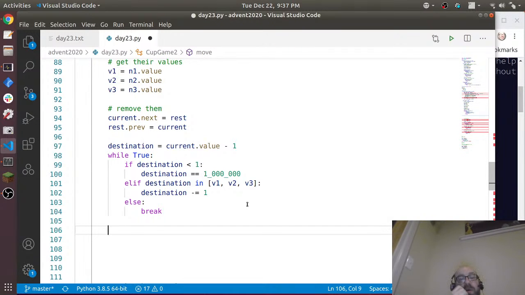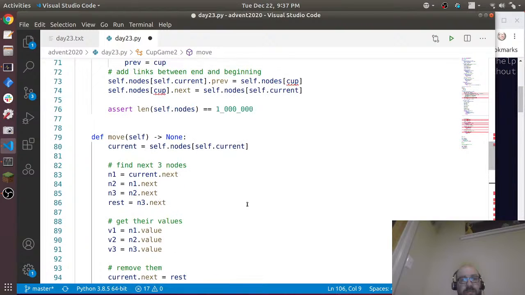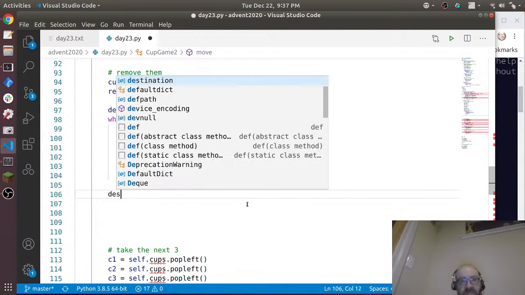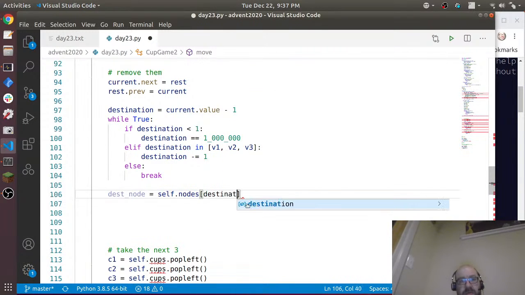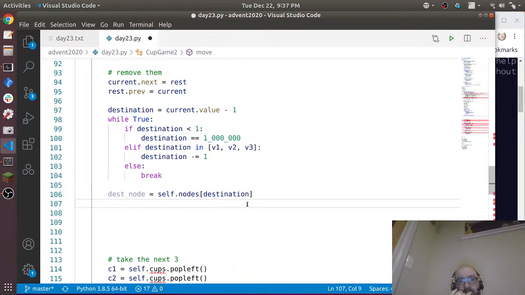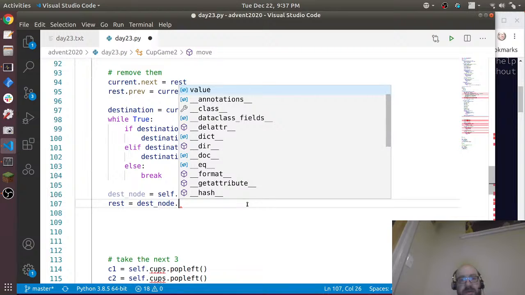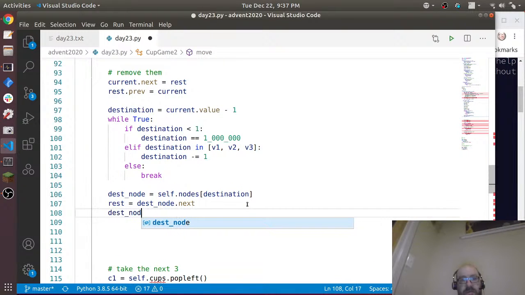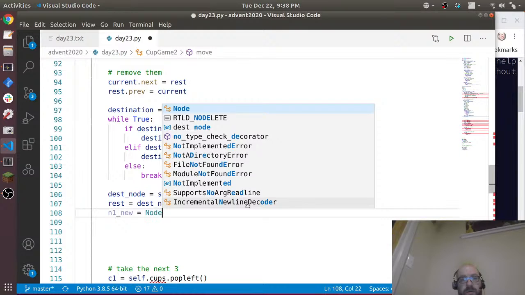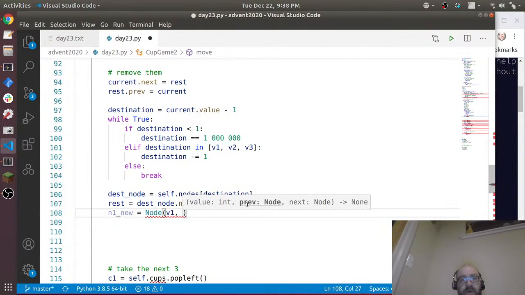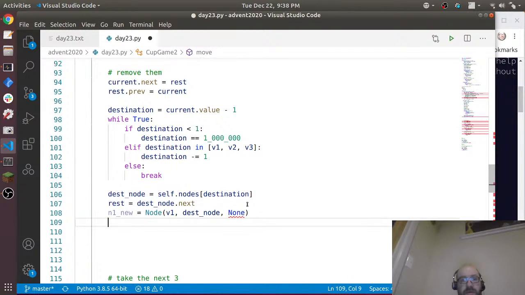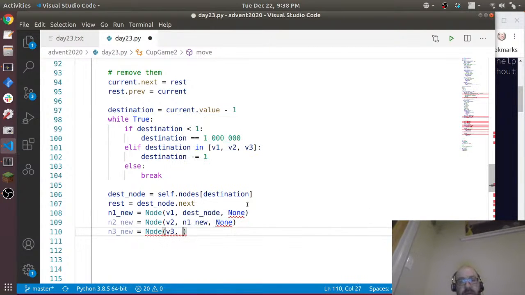Okay, and now what I want to do is say dest node equals self.nodes destination, and rest equals dest node.next, and let's say n1 new equals node of v1, dest node none, n2 new equals node of v2, n1 new none, n3 new equals node of v3, n2 new, and it points to rest.